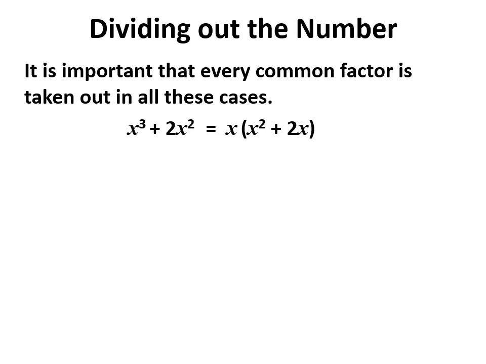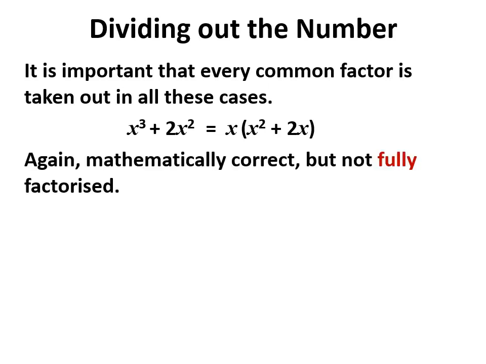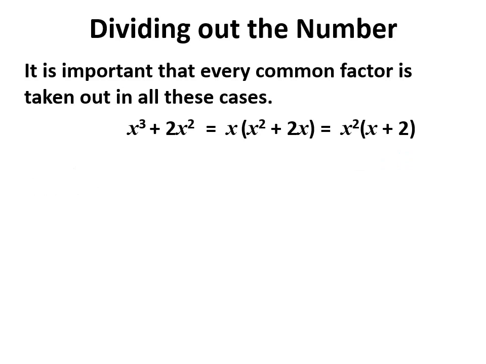Another example, x cubed and 2x squared do share an x in common, so the left hand side of this is equal to the right hand side, but it's not sufficient, because again, it's not fully factorized. There's another x that can be taken out and must be taken out.